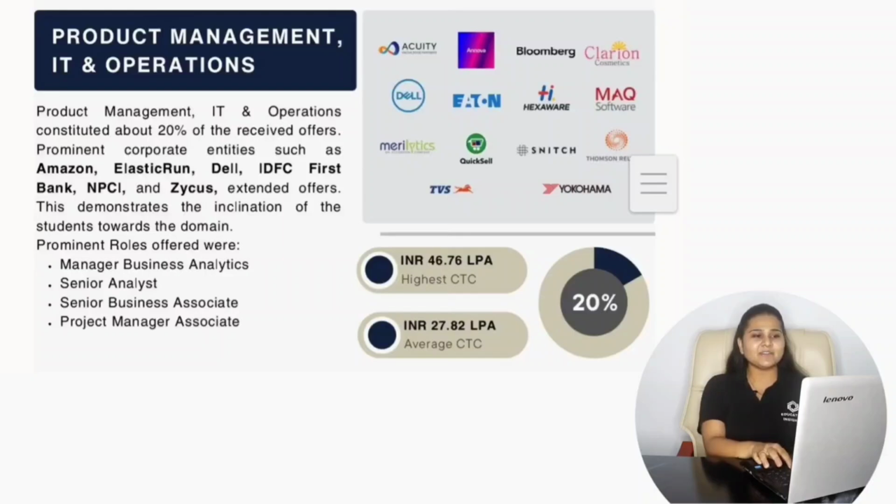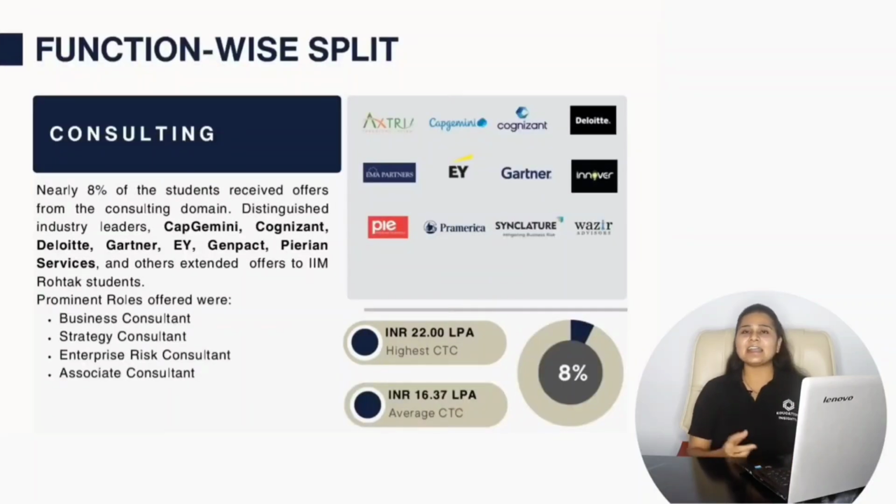Then for the consulting sector, the highest CTC offered was 22 lakhs per annum. The average CTC offered was 16.37 lakhs per annum. So 8% placements were from the consulting sector. The prominent roles offered were business consultant, strategy consultant, enterprise risk consultant and associate consultant.